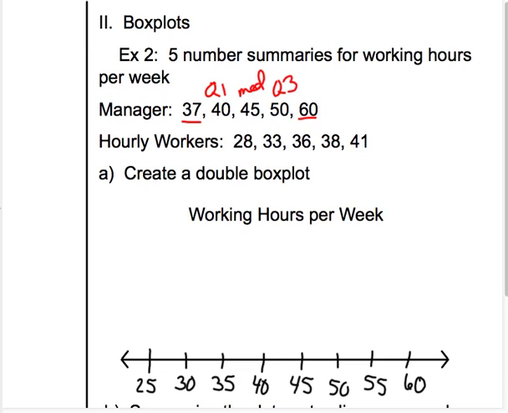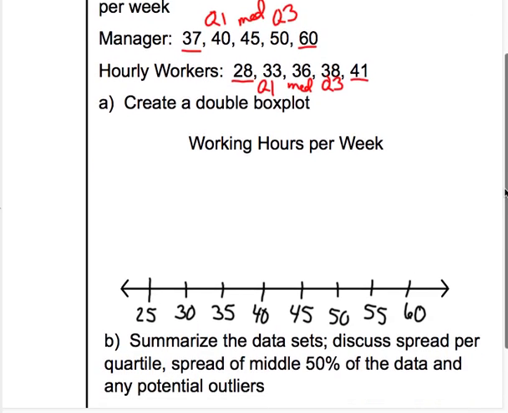So the hourly workers, it's the same thing. The shortest work week for the hourly workers was 28, and the longest was 41. And then we have our quartile 1, median, and quartile 3. So to create a double box plot, we put these 5-number summaries on the same number line.